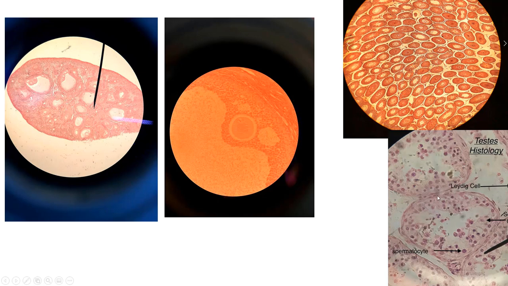Don't worry about the cell types yet. We'll get to that with the reproductive system. So just know what they look like. Be able to identify this as the testes, and this is the ovary.